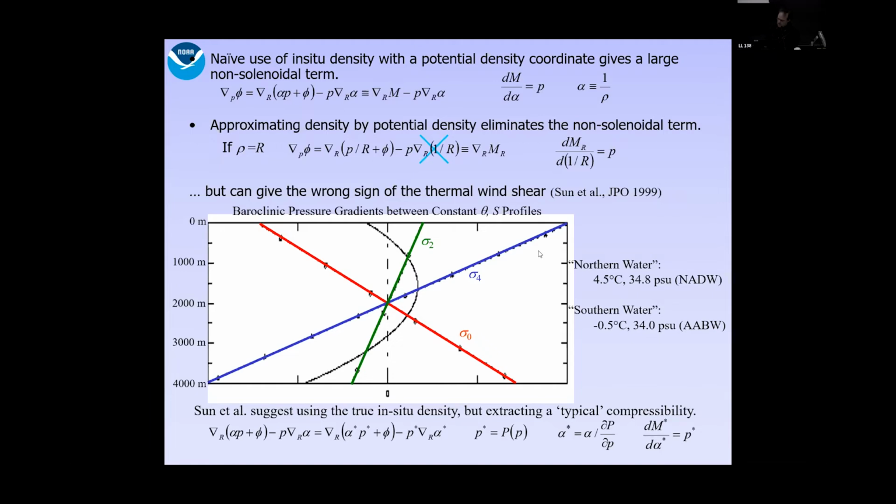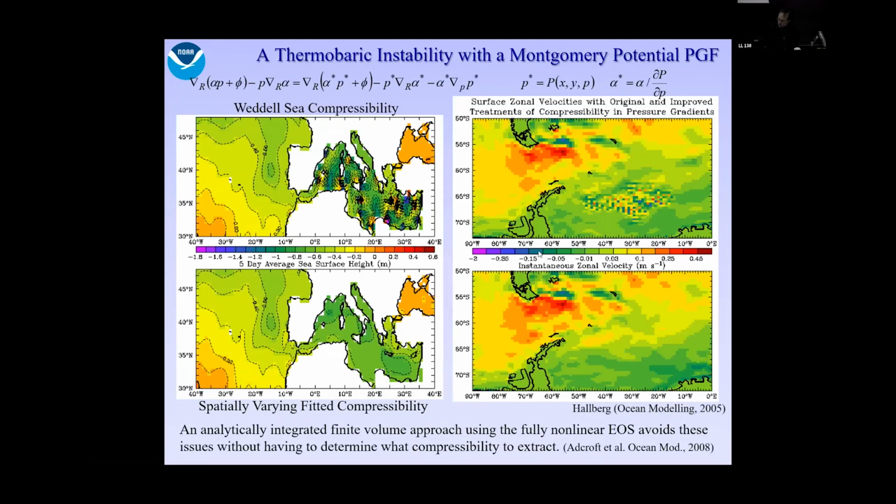Sun et al. suggested using the true in situ density to avoid this, but extracting a typical compressibility, which was a really good idea. You can make that term smaller. However, it turns out that when you extract a compressibility that is typical of the Weddell Sea, you get this unstable mode in the Mediterranean, which is weakly stratified but very salty. If you use Mediterranean-like properties, you get a computational mode over here in the Weddell Sea, and so you're kind of stuck between these two.